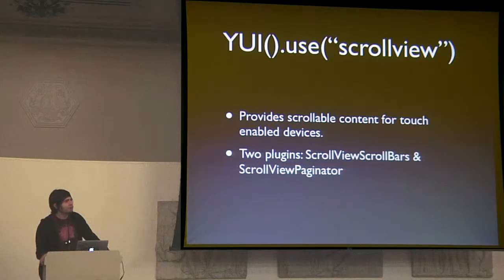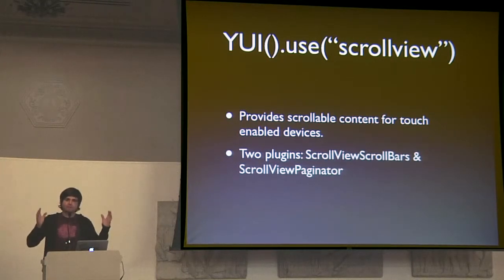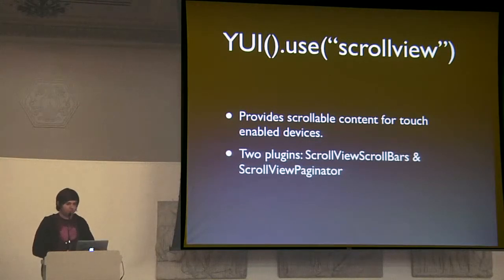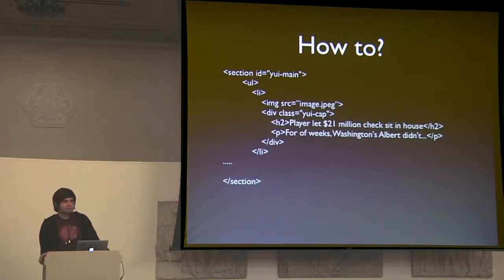So the Scrollview, basically what it gives you is scrollable content that reacts to swipe events or touch events. You can make it horizontal or vertically aligned, and then there are plugins to make it behave the way you want, and bouncy and whatnot. And like I said, I'll show you an example in a little bit. And how to use it is pretty simple.